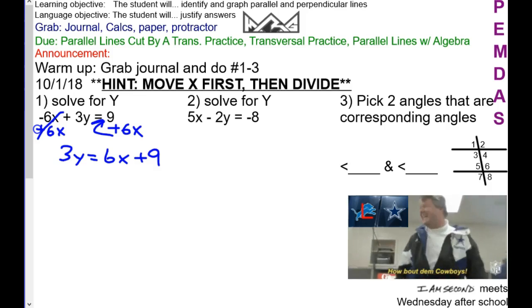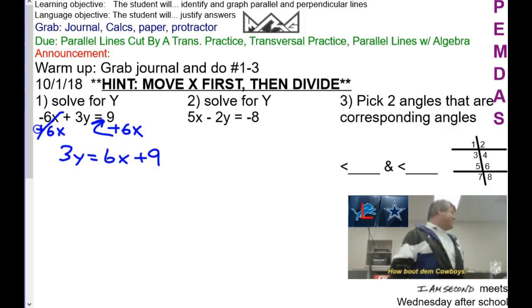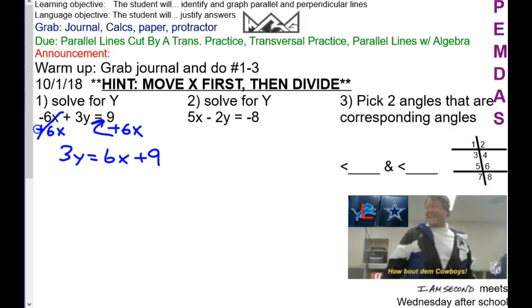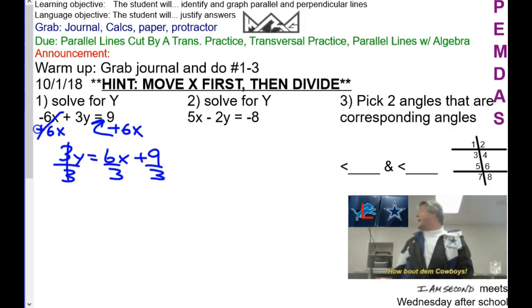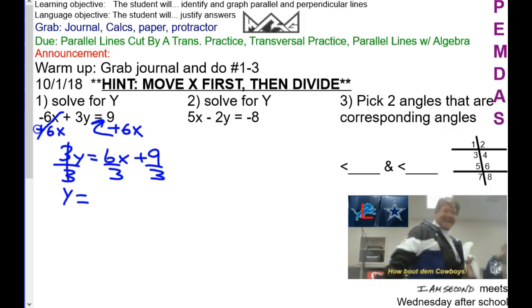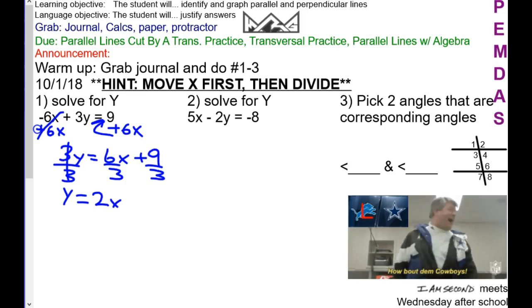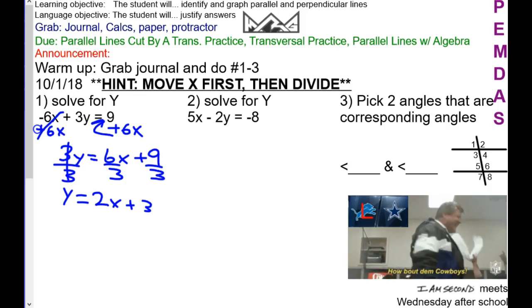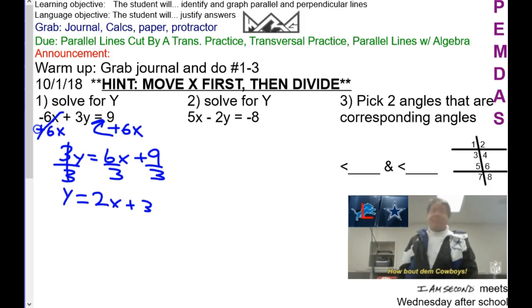Is everyone able to do that first step where you move over the x by doing the opposite and then you put it in the right place? Oh, nice. Now, last step, what do we do? We get rid of the coefficient by dividing. So we are going to divide everything by 3. These cancel. Y equals, what's 6 over 3? 2x. And then 9 divided by 3 is 3. So, 2x plus 3.